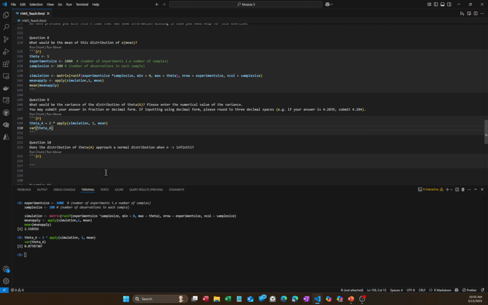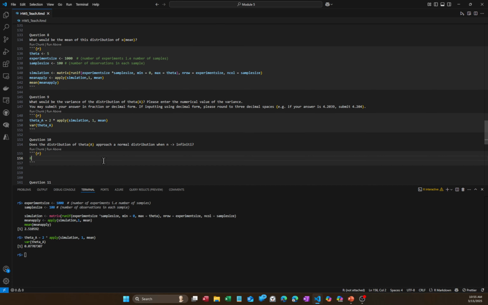Now, finally, does the distribution of theta A approach a normal distribution when n goes to infinity? The answer is yes, because of the central limit theorem, as n approaches infinity, we'll have the normal distribution. Yes, due to the central limit theorem.